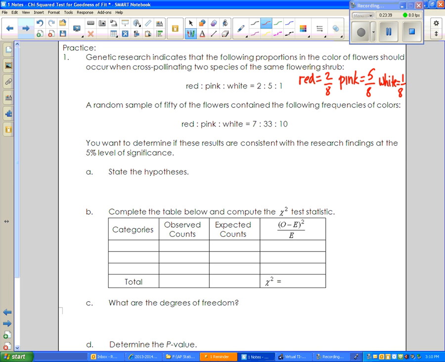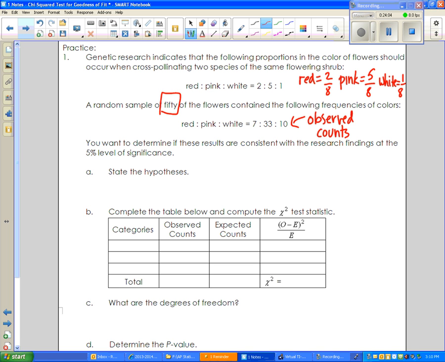In the next example, you're given a random sample of 50. And so you're now given the breakdown for your red to pink to white value. So these are your counts. These are your observed counts. And so it's really easy when you just plug these numbers into your table. So you want to determine if these results are consistent with the research findings.